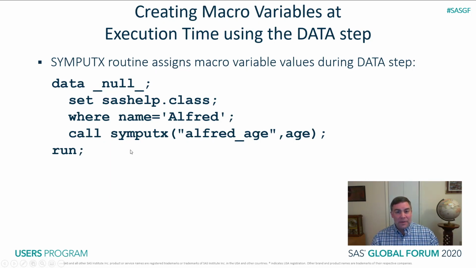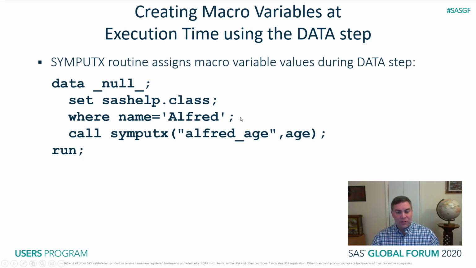So here we have the same data step that we had on the last slide. However, instead of a %let statement, I have replaced that with call symputx, and then call symputx has a couple of arguments. The first argument is the name of the macro variable that we wish to create. And it's in quotes because we've provided a literal string. So Alfred_age. If I didn't put the quotes around it, it would think that was a dataset variable that I was attempting to take the value from. So the macro variable is Alfred_age, and then the value that I wish to put into that macro variable is the value that's in the variable age.